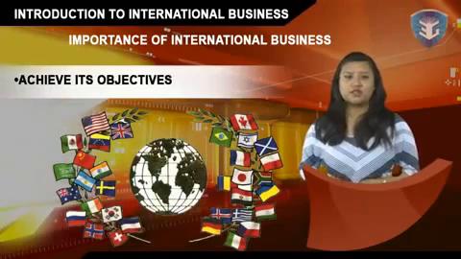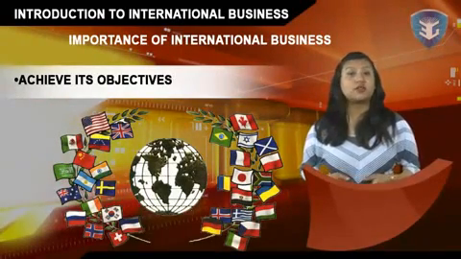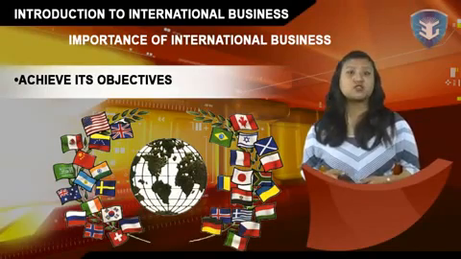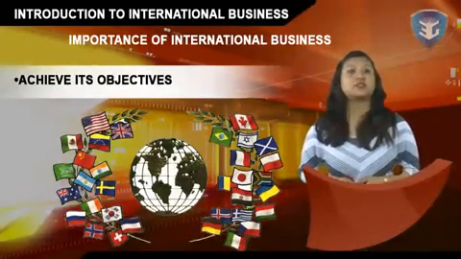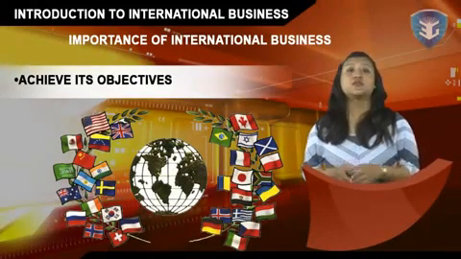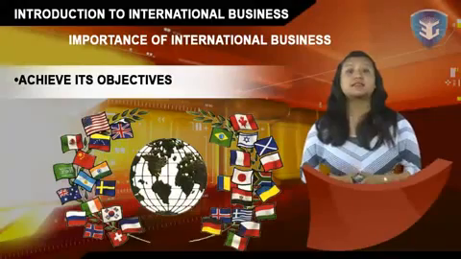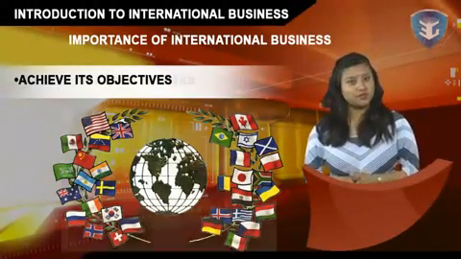Achieve its objectives. International business achieves its objectives easily and quickly. The main objective of an international business is to earn high profits. This objective is achieved easily. This is because it uses the best technology. It has the best employees and managers. It produces high quality goods. It sells these goods all over the world. All this results in high profits for the international business.